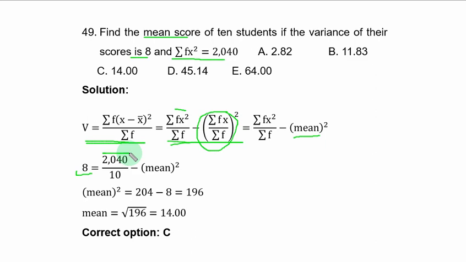That is summation of frequency is 10, minus mean squared. So mean squared is equal to, when you transfer this now, it becomes positive. If you divide this, you have 204. If you transfer plus this, it becomes minus. When you subtract, you have 196. So mean is equal to square root of 196, and that is 14. C is the correct option.